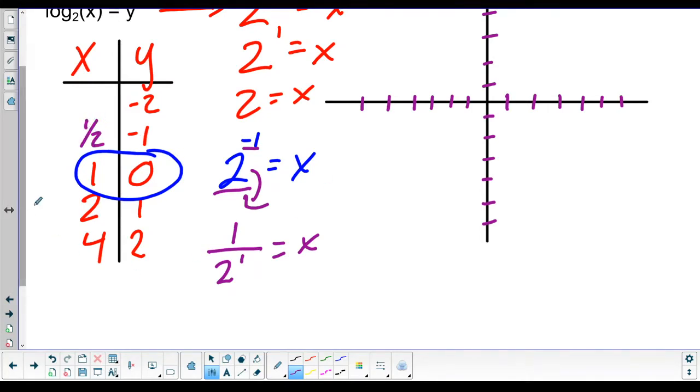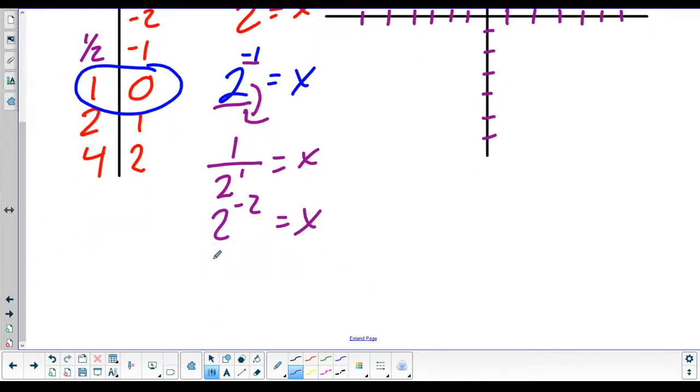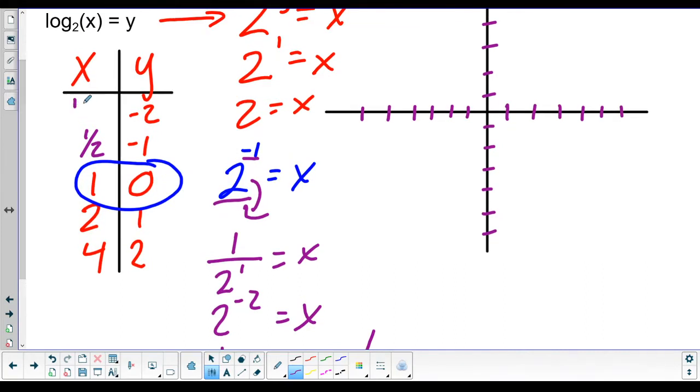Okay. If we do 2 to the negative 2 power equals x, that's 1 over 2 squared equals x. So that's 1 over 4. So if you haven't picked up on the pattern, these negative ones are pretty much the same as the positive ones. They're just the reciprocal. They're 1 over that number.